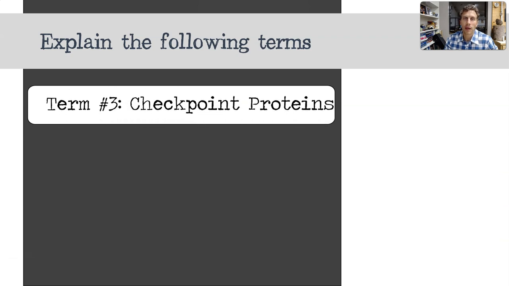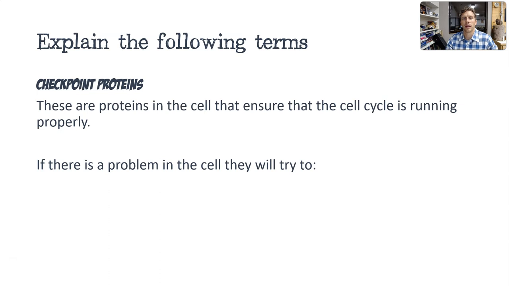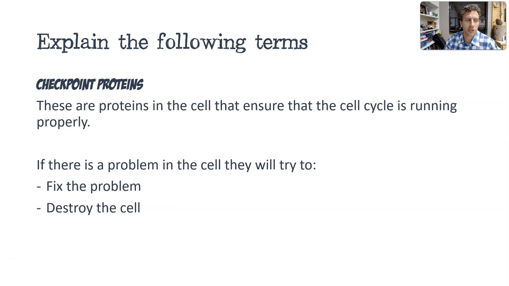Term number 3, checkpoint proteins. Hopefully you remember checkpoint proteins. Checkpoint proteins are proteins in your cells that regulate the cell cycle. They make sure the cell cycle is running properly. They're monitoring things in the cell, and if there's a problem, they will either try to fix the problem, God has designed cells very well, or they will cause the cell to destroy itself, which again is a very smart, wise part of the cell. Part of God's creation in the cell.